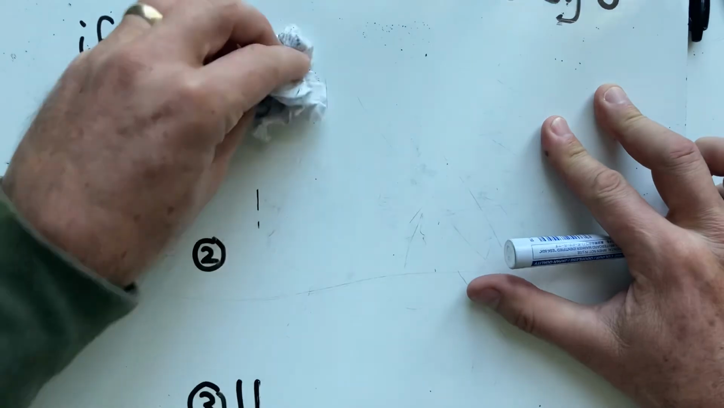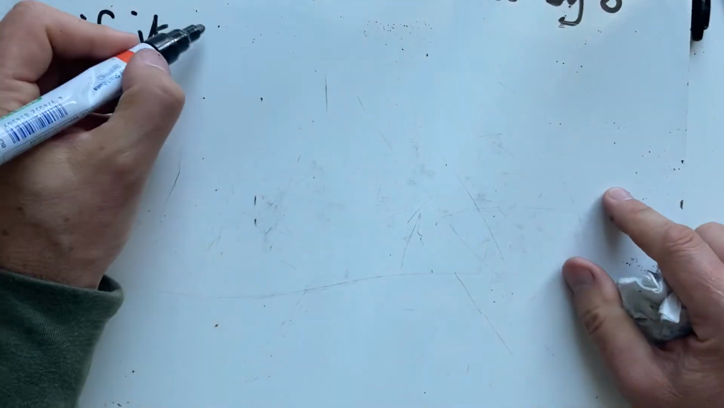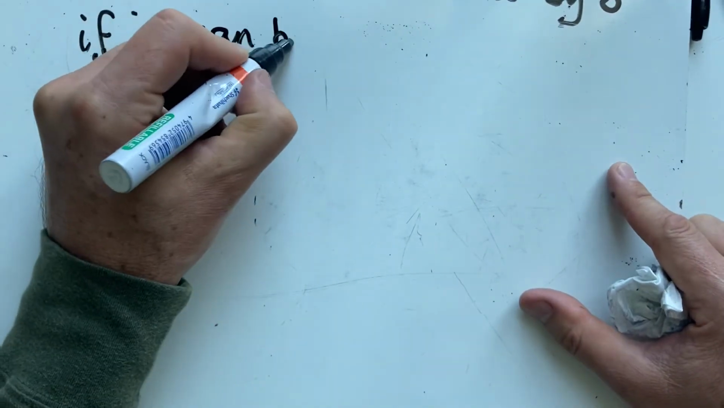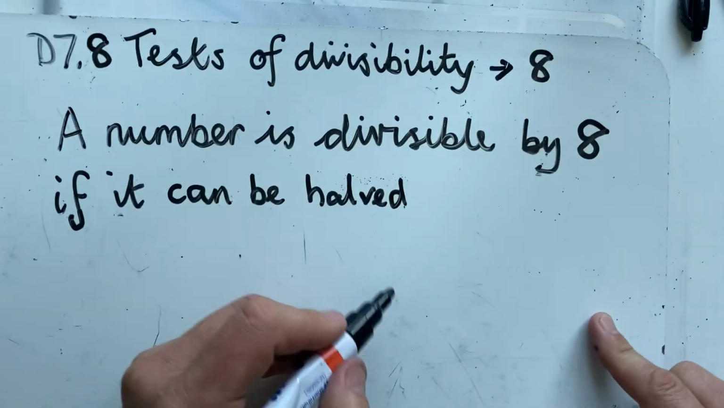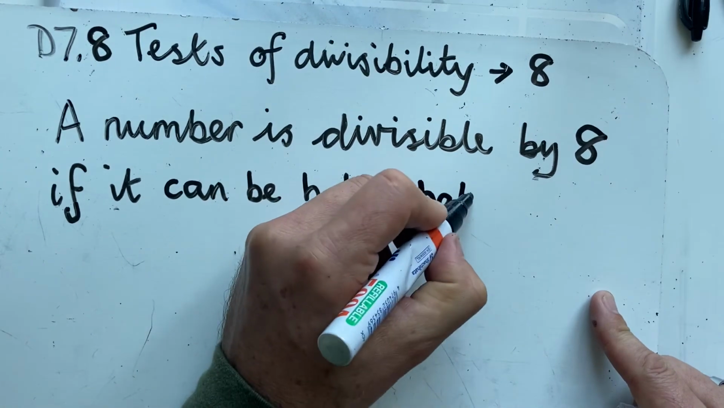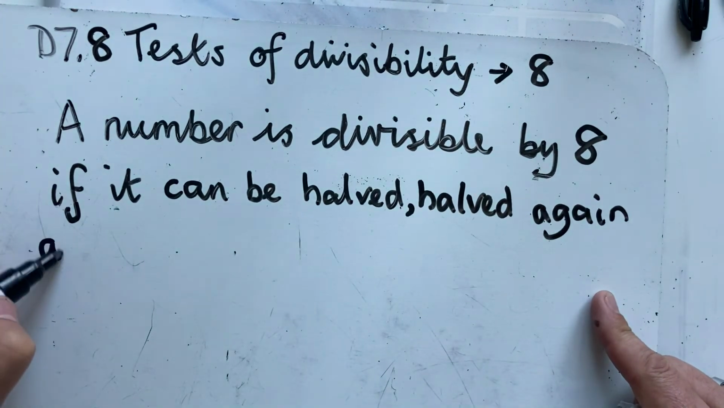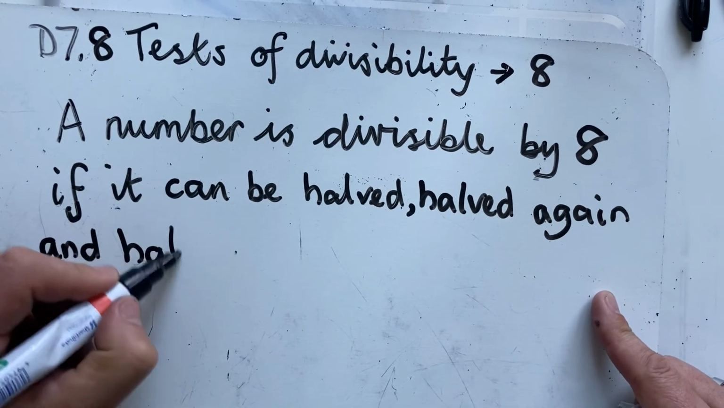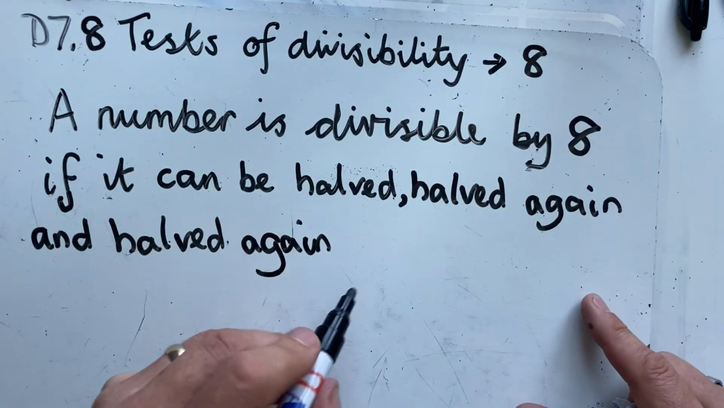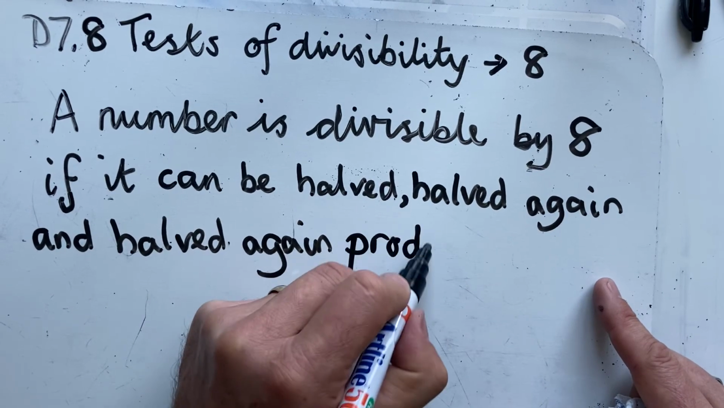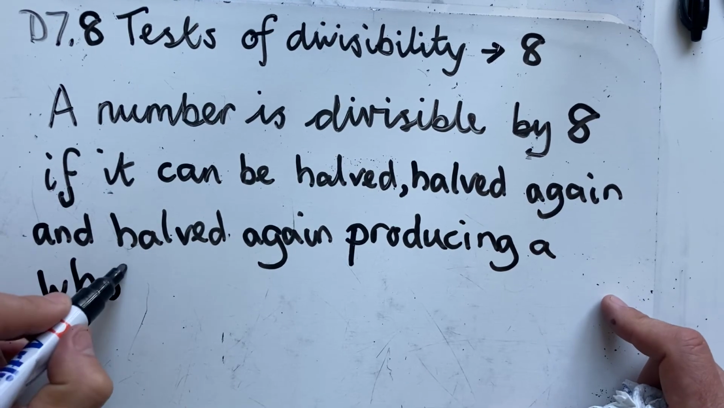So let's put that into words. A number is divisible by 8 if it can be halved, halved again, and halved again, producing a whole number.